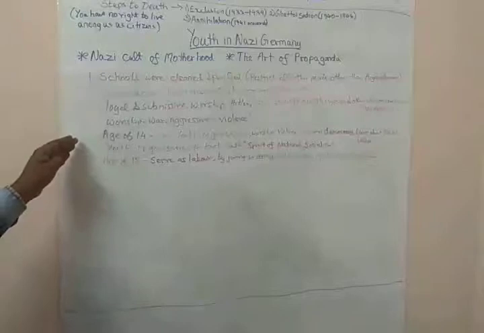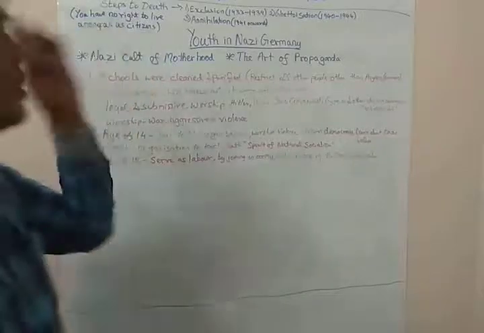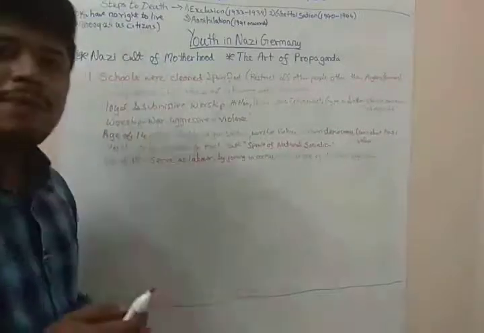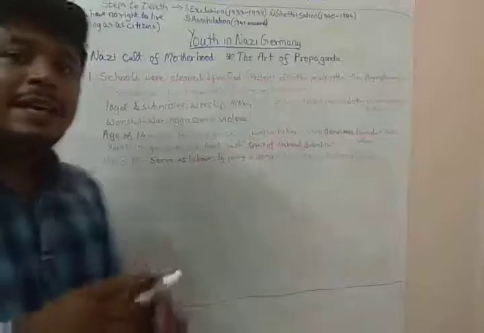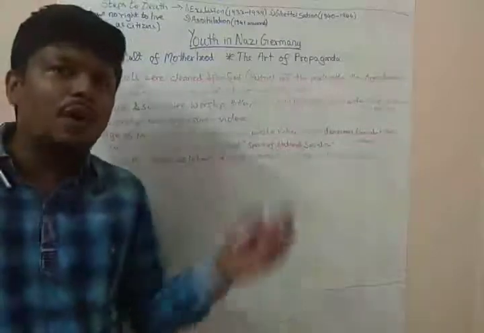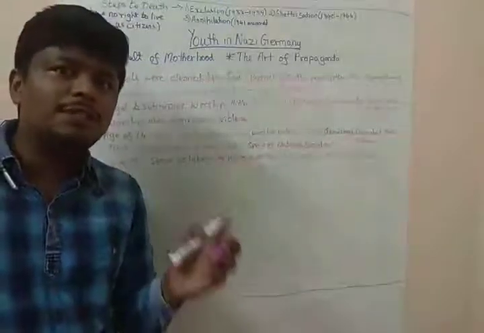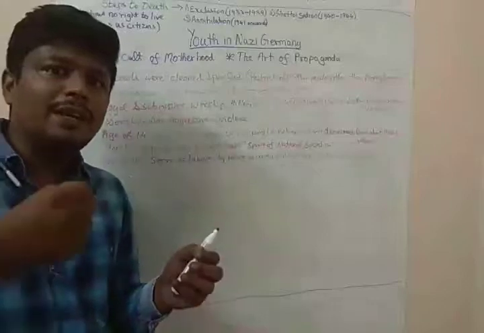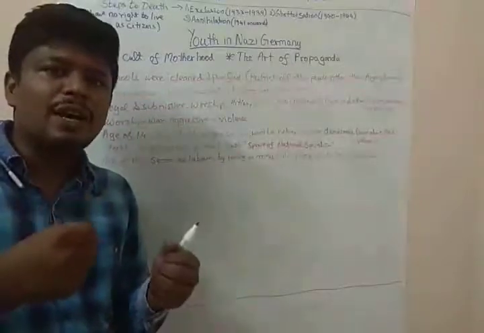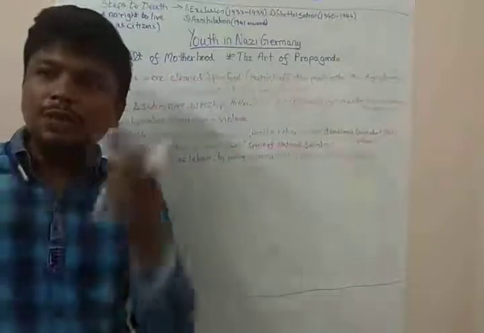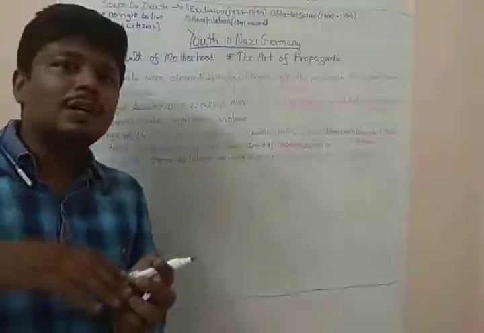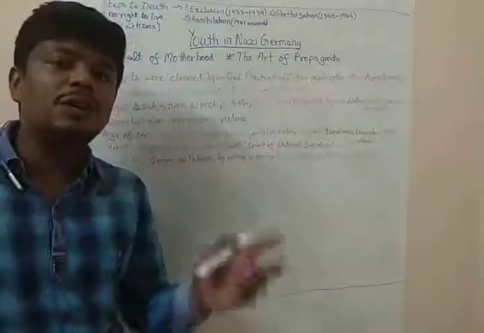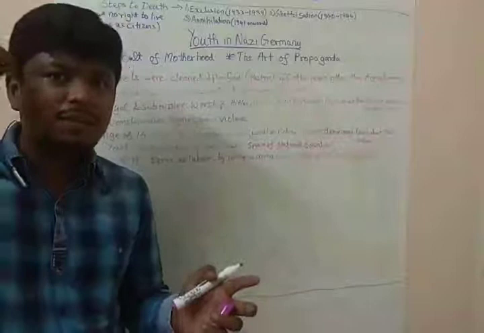At first, what Hitler did in the youth of Nazi Germany, because Hitler wanted to organize all the youth of Germany to make them strong, and by using them what should he do? Control and conquer the whole world. That was the thought of Hitler.